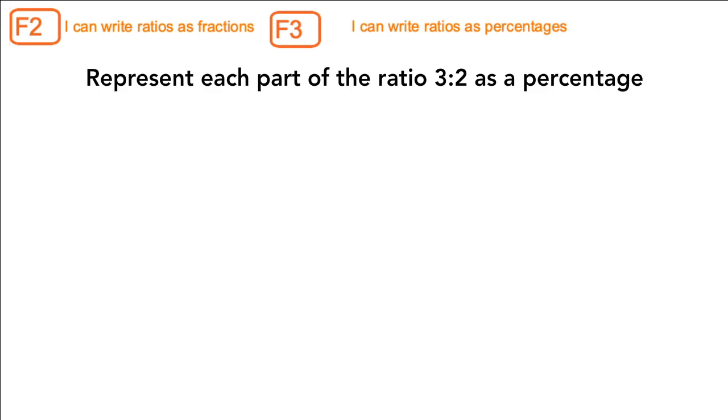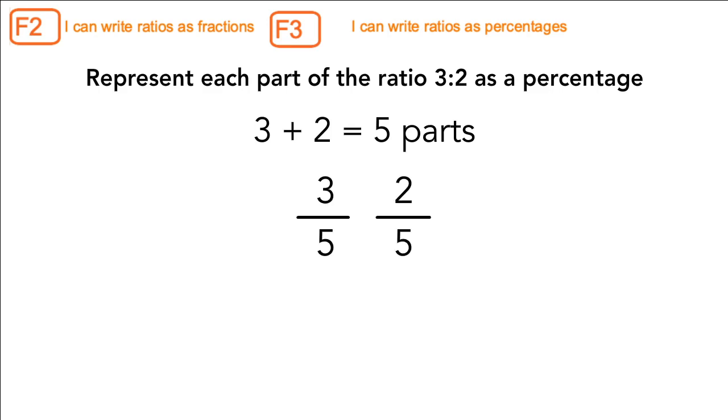First, let's find the fractions. 3 plus 2 equals 5. Therefore, the fractions are 3 over 5 and 2 over 5.